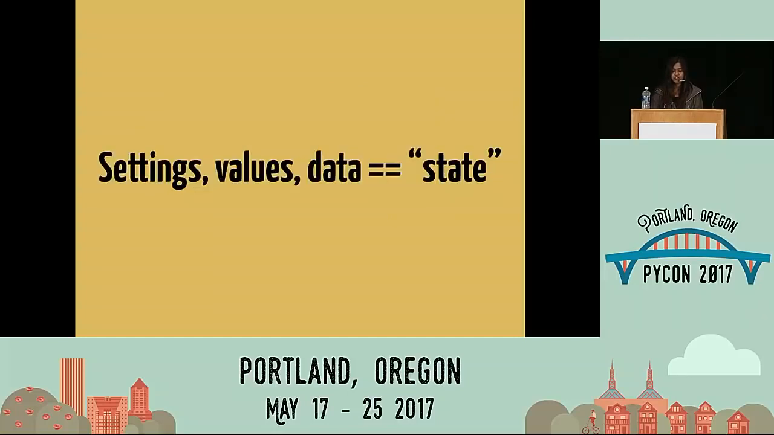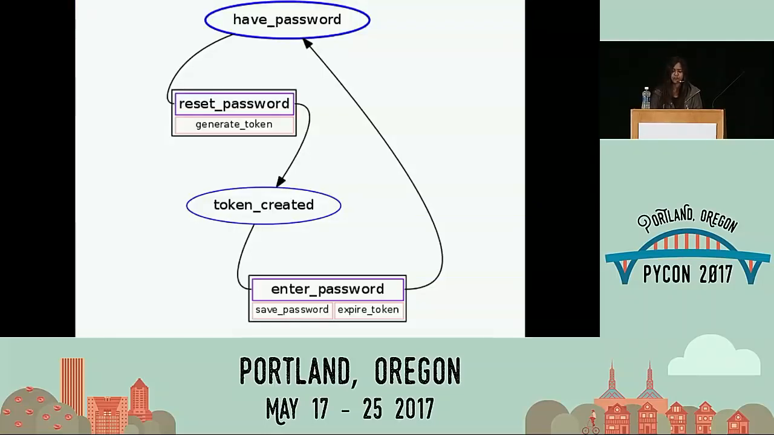The term state machine comes from the fact that distinct from the input and output, the software has settings, values, and data. And by the way, these are all names for the same thing, state. This is what we mean when we say state. The state may change what input is accepted and what output is produced for the next input. Let's look at our password reset problem as a state machine.